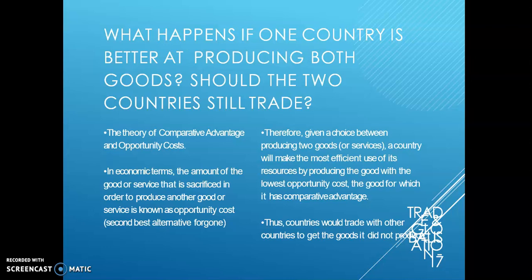Therefore, given a choice between producing goods or services, a country will make the most efficient use of its resources by producing the good with the lowest opportunity cost, the good for which it has comparative advantage. Thus, one country would trade with other countries that provide them with goods that they do not have comparative advantage in.